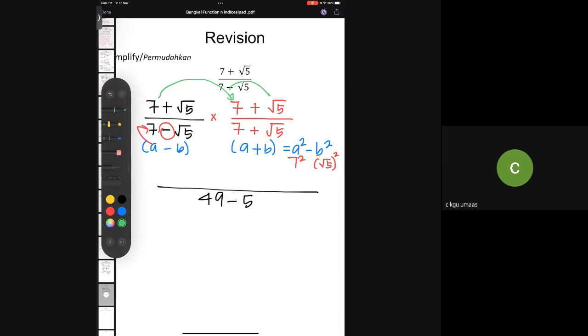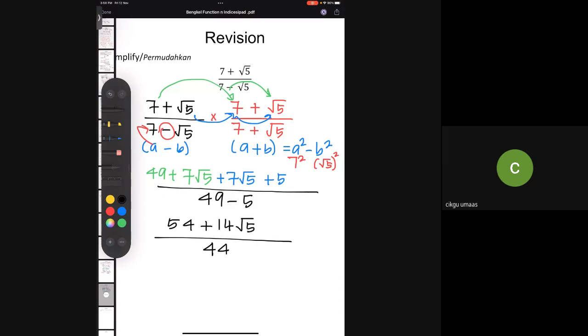Okay. Next step, form 3, form 1, form 2. So I'm going to get 49 plus 7 surd 5. Next step, 7 surd 5 plus 5. Simplify the bottom, 44. 49 plus 5, 54, plus 7 plus 7, 14 surd 5. And all of us can see this very clearly.